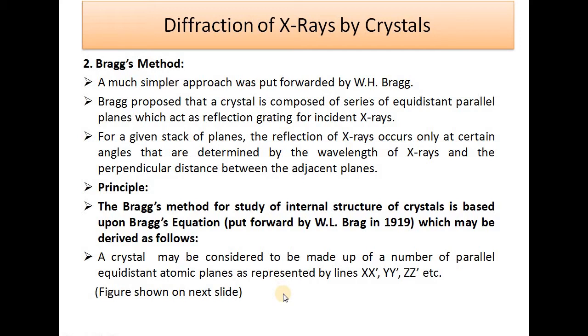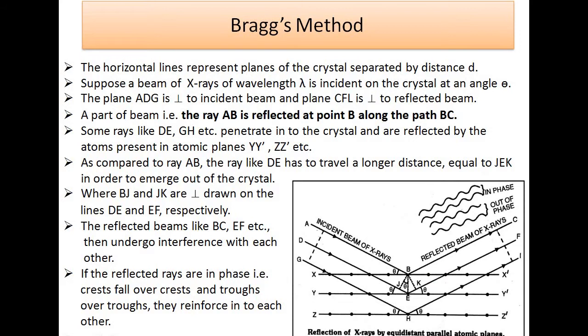A crystal may be considered to be made up of a number of parallel equidistant atomic planes as represented by lines XX dash, YY dash, ZZ dash, etc. As we can see in the next slide, it was suggested by Bragg that the crystal is composed of a number of equidistant parallel planes, and these planes were designated as XX dash, YY dash, and ZZ dash. The horizontal lines represent here the planes of the crystal separated by distance d.